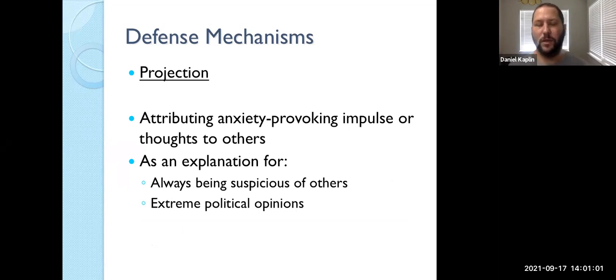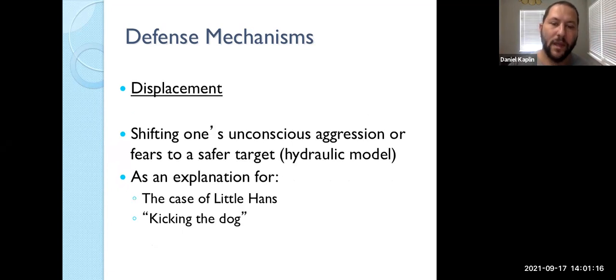Projection, this is when a process that you're experiencing, you superimpose on another person. So if you're suspicious of people, you might say, well, why are you so suspicious of another person, when you're just projecting your experiences onto another person?